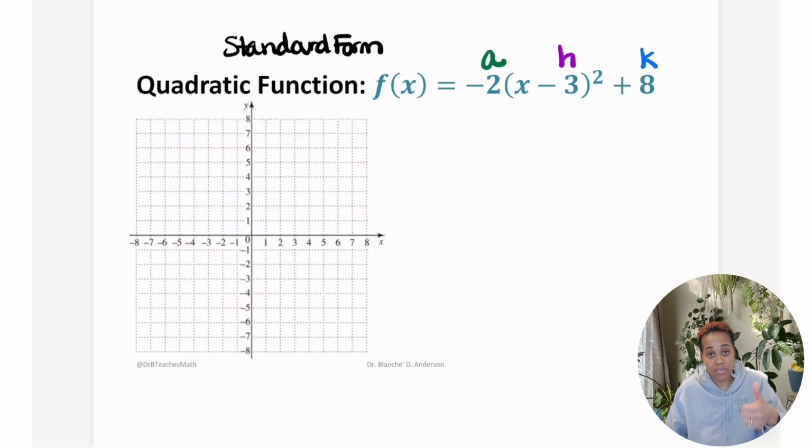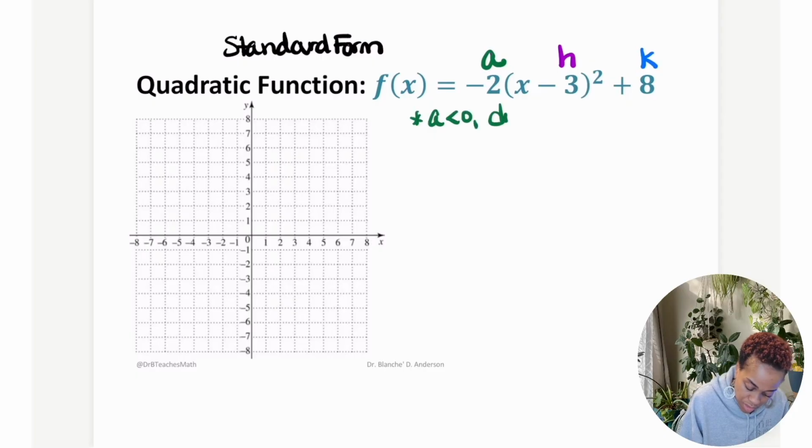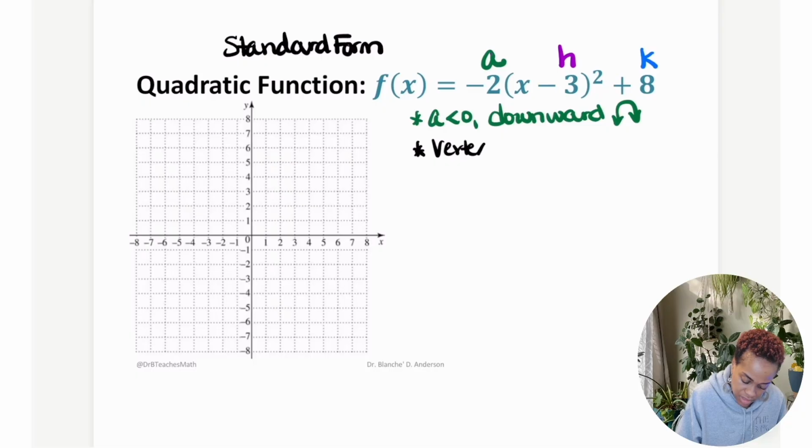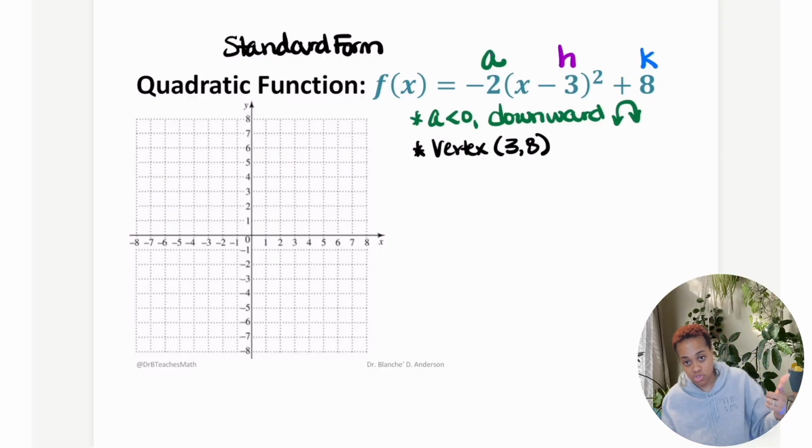So we identified the form. Does it open up or does it open down? Good. It's going to open down. A is less than 0, so it's going to open downward. Okay, so it's going to go in this direction. So that's good. What is the vertex? We said the vertex is HK, right? So our vertex is HK, which is 3, 8. Okay, so far so good. So we found the vertex. We know the form. We know which direction it opens.